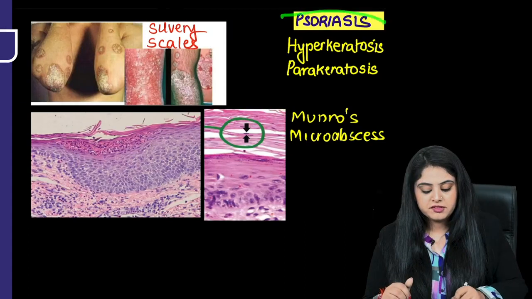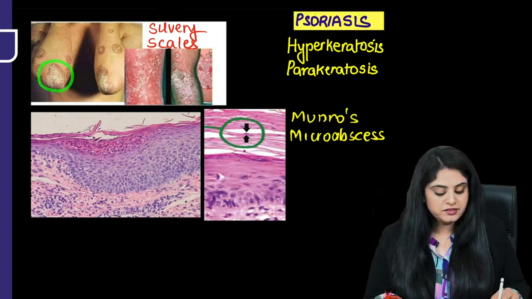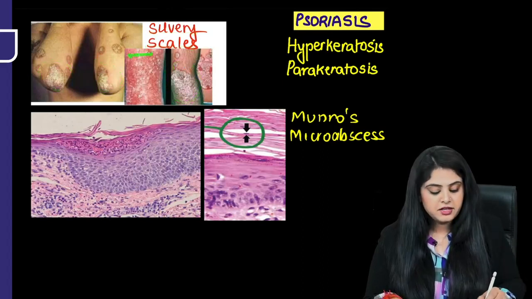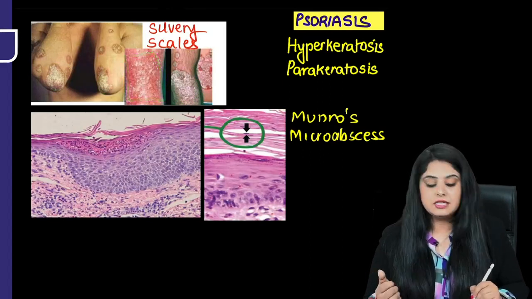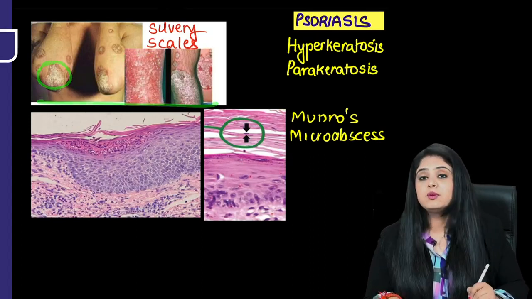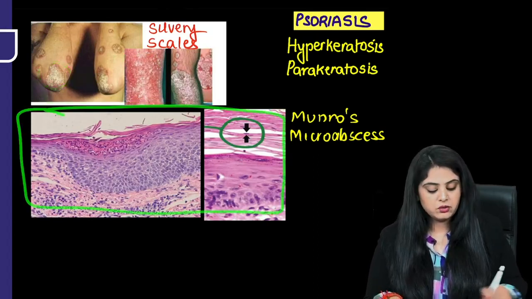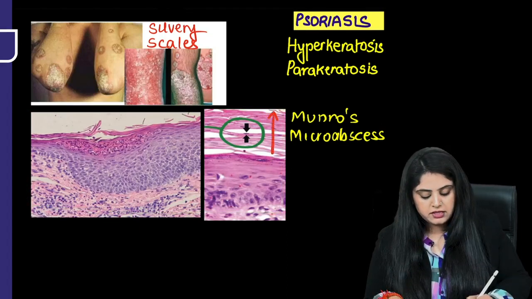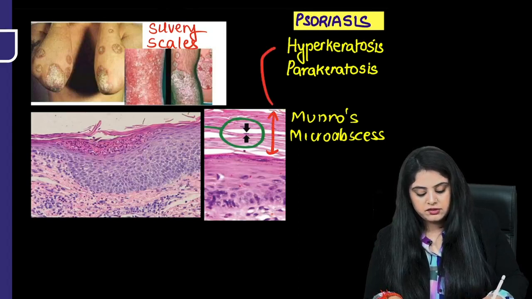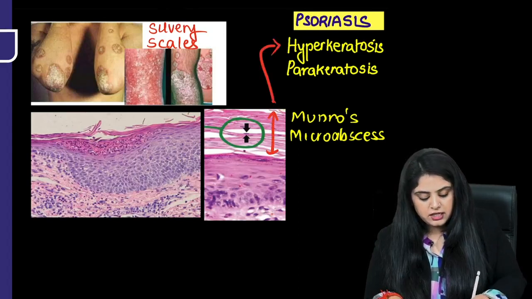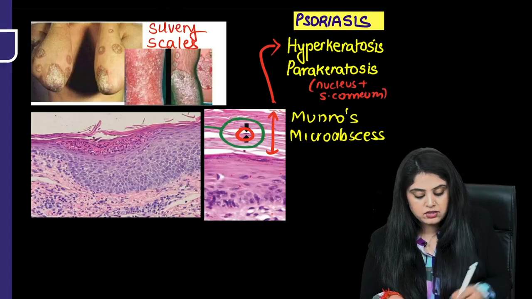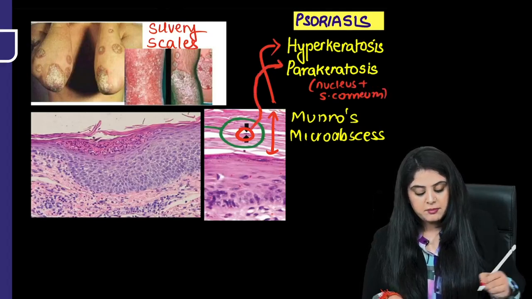Let's start with the most famous disease, psoriasis, which presents with silvery scales, and if you remove those scales, you see a reddish base underneath. That is the clinical part, but what you actually get a question on is the microscopy. Microscopically, I can see lots and lots of keratin, which is referred to as hyperkeratosis. After that, I can see nuclei also present in the keratin. When the nucleus is present in the stratum corneum, we call it parakeratosis.